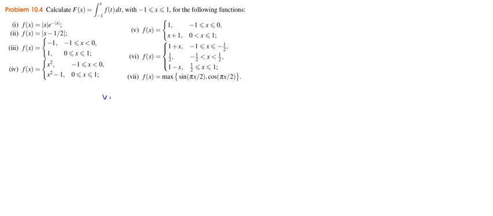And finally 7, we have f is the maximum of the sine of pi x over 2 and then the cosine of pi x over 2. Okay, so let me see. So when x is minus 1, this is the sine. Let me plot the sine and the cosine and see where's the sine and where's the maximum, right?